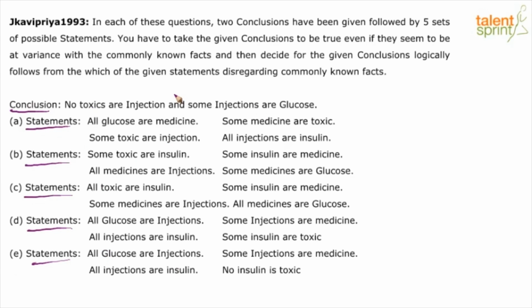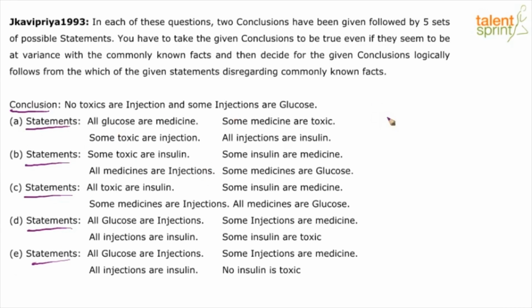You getting it? Now what are the conclusions? No toxics are injection and some injections are glucose. There are 2 conclusions. First one is no toxics are injection. Second one is some injections are glucose. Now there is nothing to be done on the conclusions here. All that we have to do is on the statements only. So for the given set of statements, draw the basic diagrams, right?